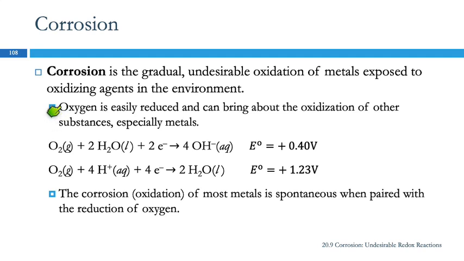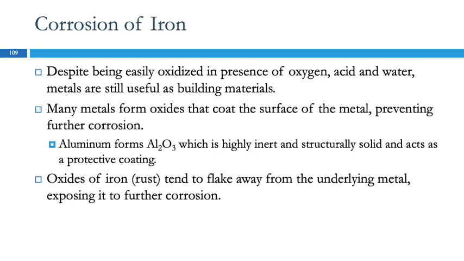So, oxygen is easily reduced, and there's oxygen in the air. And so the oxygen can bring about the oxidation of other substances. So for most metals, if you pair their oxidation with the reduction of oxygen, it's going to be a spontaneous reaction. So even though metals are easily oxidized in the presence of oxygen, acid, and water, we still use metals as building materials, right?